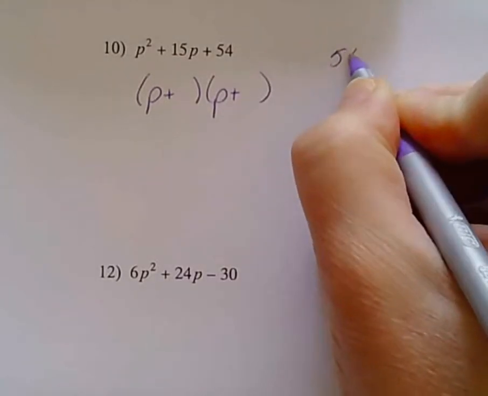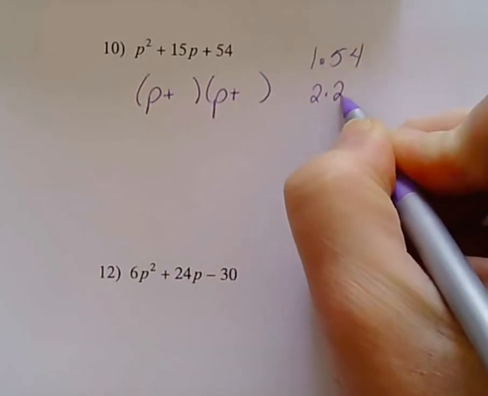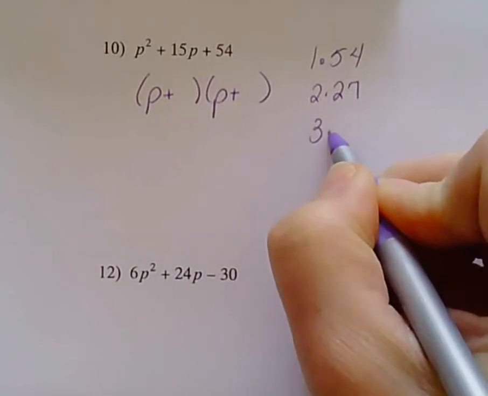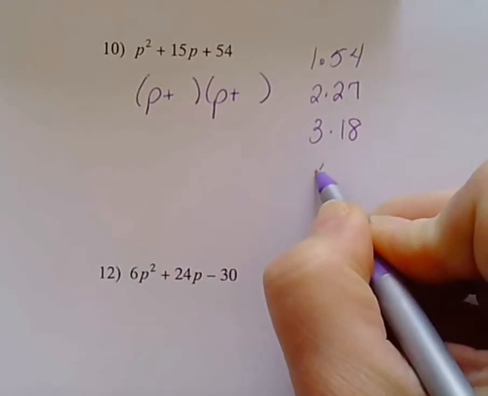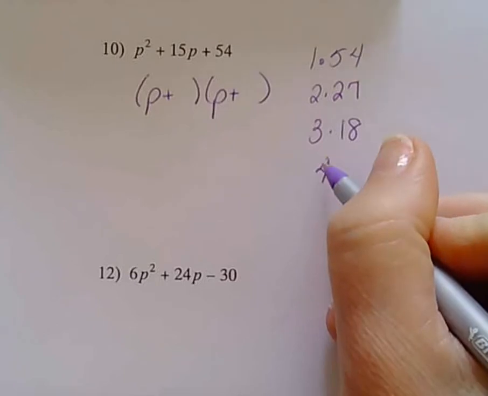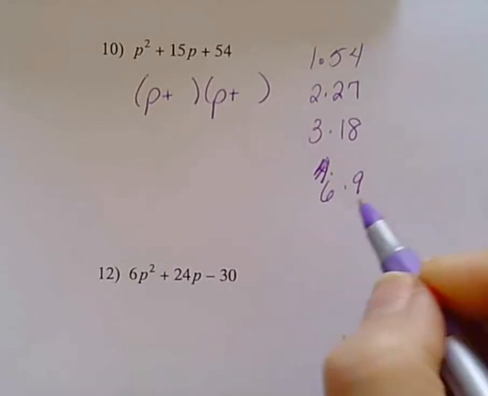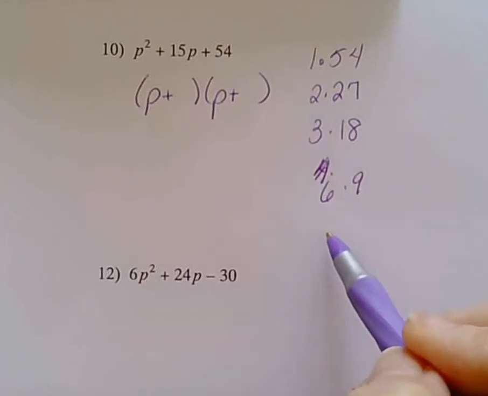Okay, let's see if we can come up with all of those guys. Well, I get 1 and 54, 2 and 27, 3 and 18, 4 does not go in, 5 doesn't go in, 6 goes in. It's 6 times 9, 8 doesn't, neither does 7, and then we're back to 9.